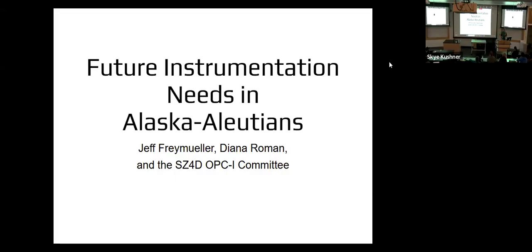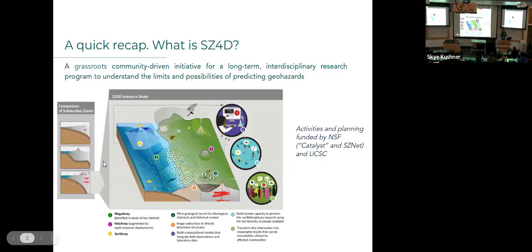Okay, so I'll talk about future instrumentation needs, and this is not an all-encompassing or general thing, because as you know, scientists say more data are needed. But this is really specifically in the context of SC4D, subduction zones in 4D.